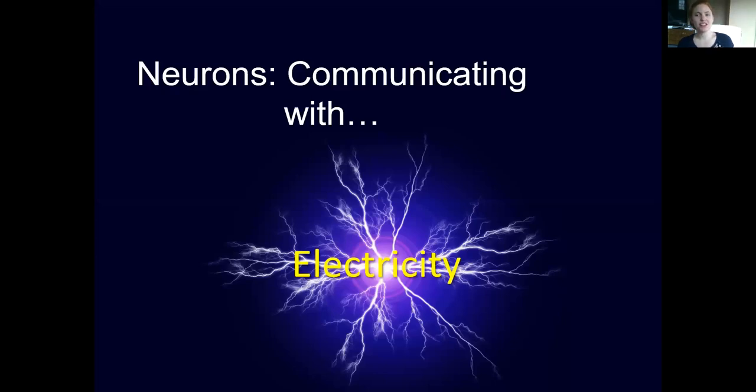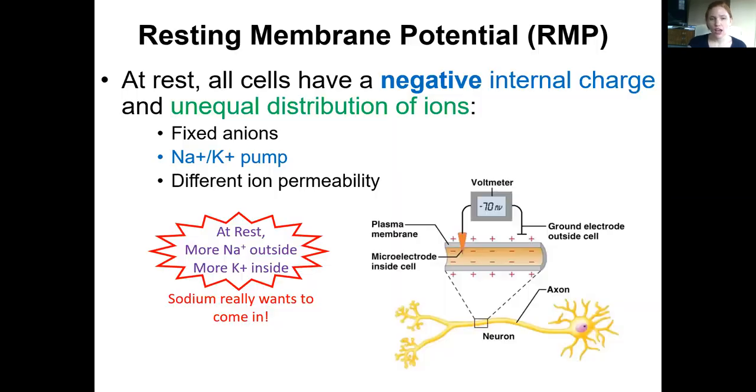Okay, so now we're getting to the exciting part. We're going to talk about how neurons communicate with other neurons or with other cells, and they do it by creating electrical signals. But before you can create the electrical signal, you need to set the stage to create that electricity, and you do that with resting membrane potential. So we're going to talk about resting membrane potential in this video, and next time we'll talk about graded and action potentials, and those are the electrical signals.